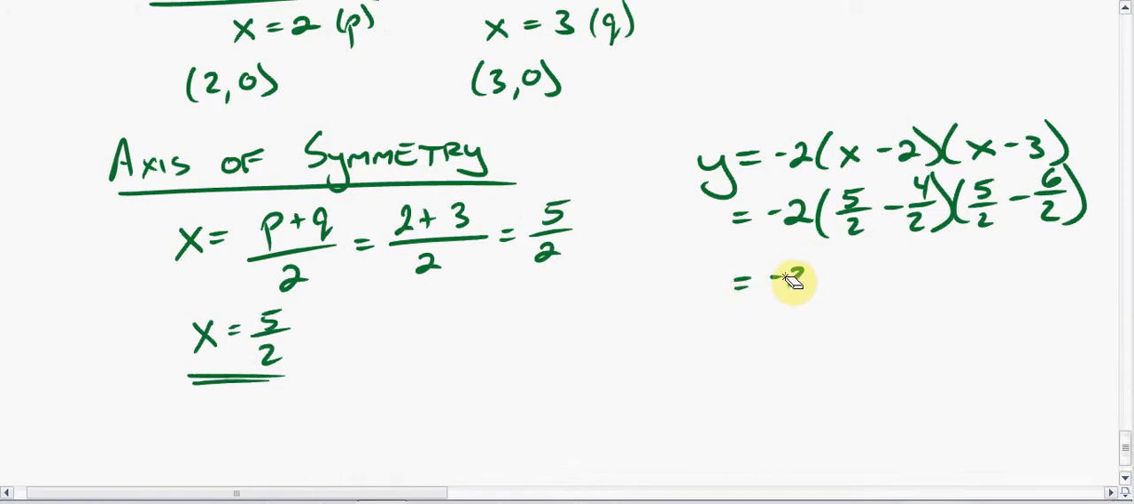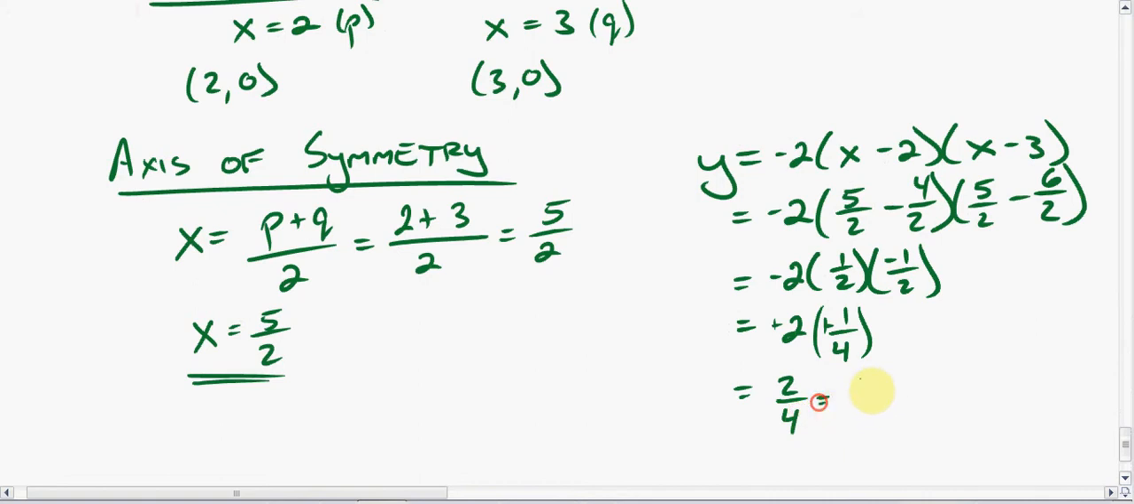No calculator needed. So I'm going to drop down this -2. 5 halves minus 4 halves. 5 minus 4 is 1. So that gives me 1 half. 5 minus 6, well, that's -1. Alright, so that's -1 half. We can multiply the fractions together, so we'll multiply straight across, and I'm going to get -1/4. Multiply by -2, 2 negatives make a positive. This is going to equal 2/4, which is simply 1 half. So my y value is 1 half.